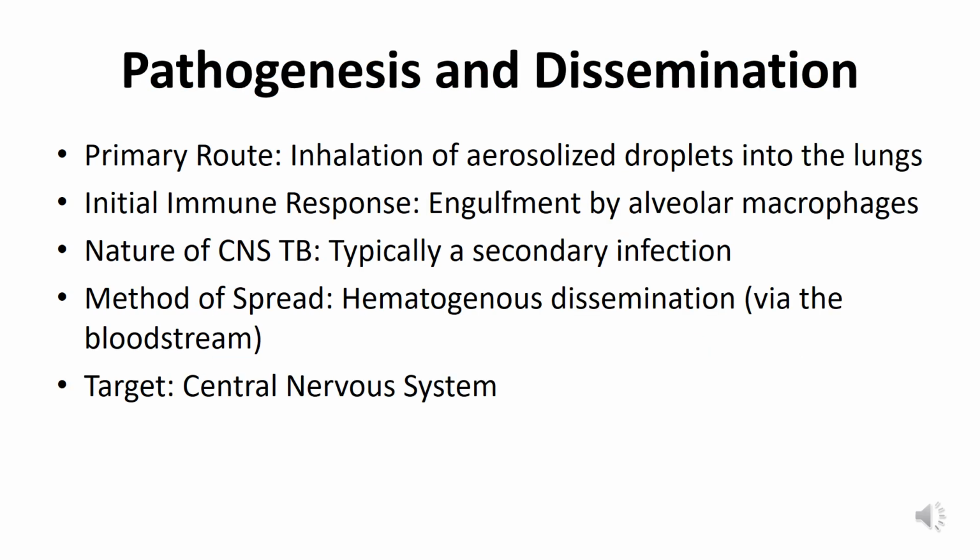To understand central nervous system tuberculosis, we first need to follow the journey of Mycobacterium tuberculosis through the body. The infection usually begins in the lungs. Transmission occurs when a person inhales tiny aerosolized droplets released by someone with active pulmonary tuberculosis. These microscopic droplets can remain suspended in the air and travel deep into the respiratory tract.